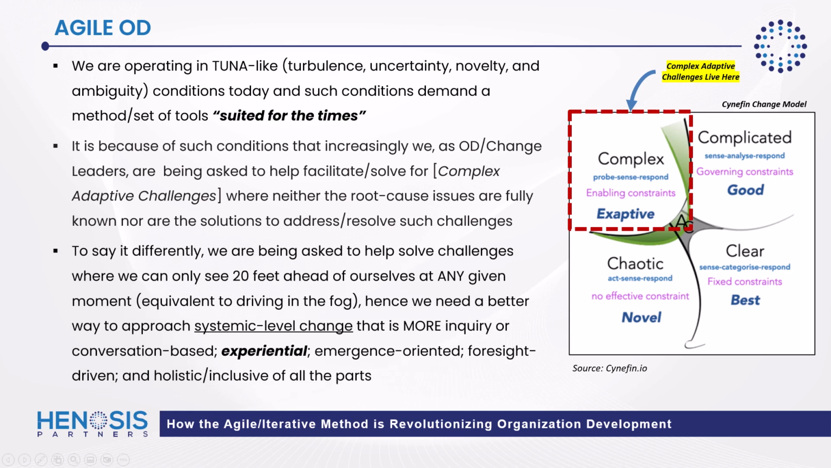To say it differently, we are being asked to help solve challenges where we can only see 20 feet ahead of ourselves at any given moment. It's the equivalent to driving in the fog. Hence, we need a better way to approach systemic level change that is more inquiry or conversation-based, experiential-based, emergence-oriented, foresight-driven, and holistic or inclusive of all the parts.